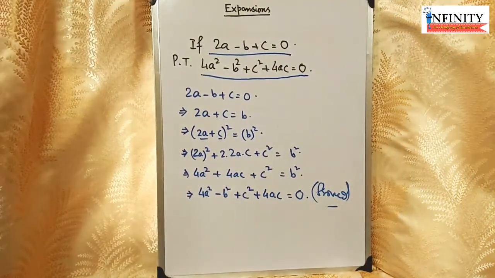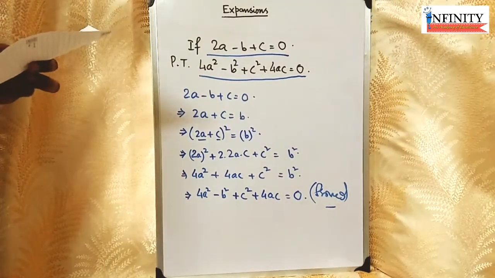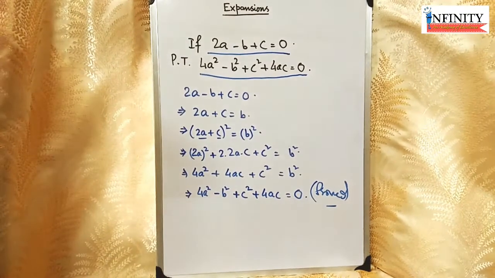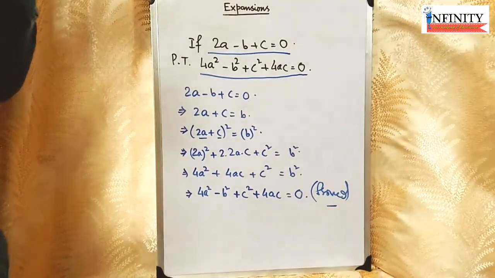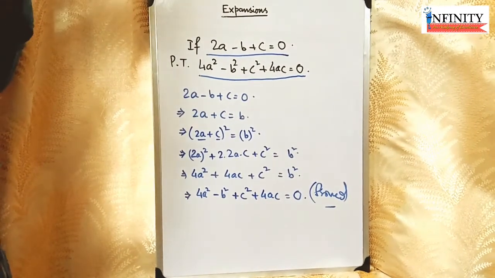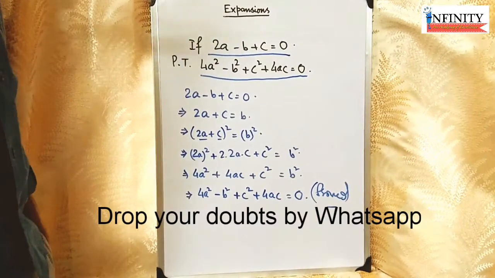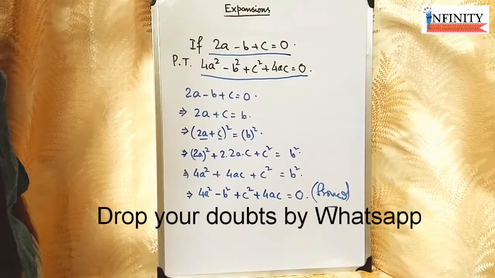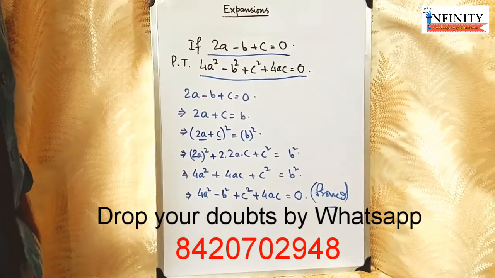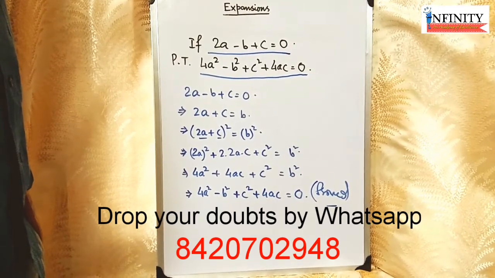Correct? So these are various kinds of problems involved in this chapter on expansion. So you can do this kind of problems from the exercise, and if you face any problem solving this, you can directly WhatsApp to our official WhatsApp number, that is 8420702948. Okay.